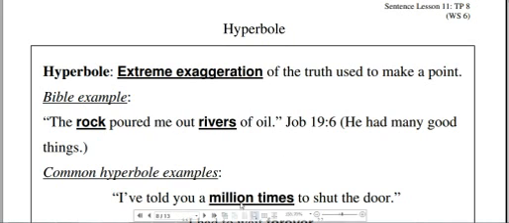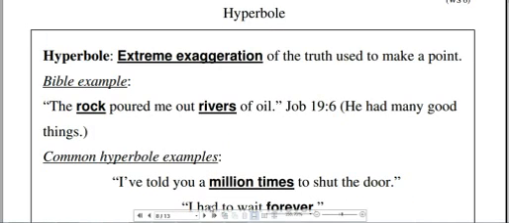I've told you 1,000,000 times to shut the door. I had to wait forever. So go ahead and fill these blanks in on your worksheet. Other examples might be extremes. Her brain is the size of a pea. Or something like, if I don't get that game, I'm going to die. You know, it's something extreme.